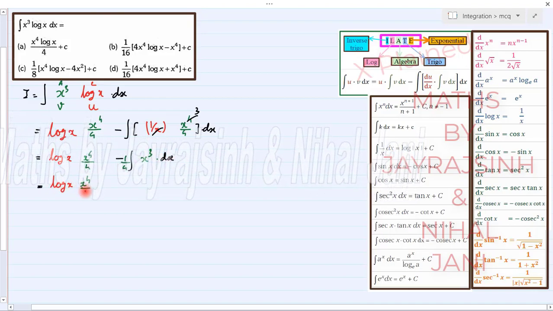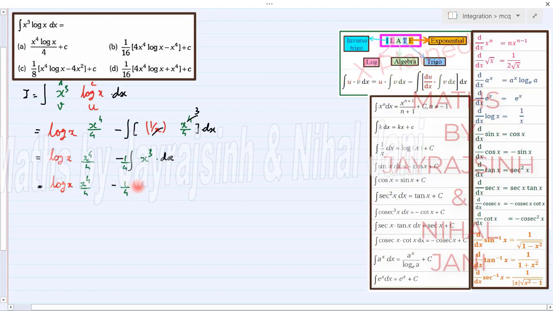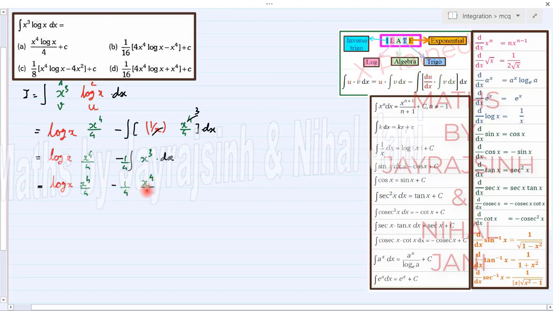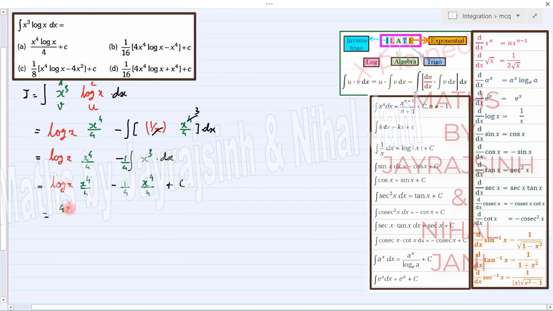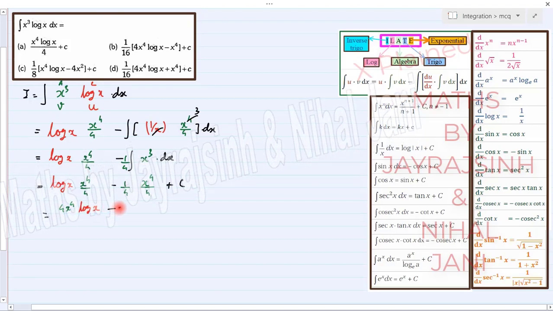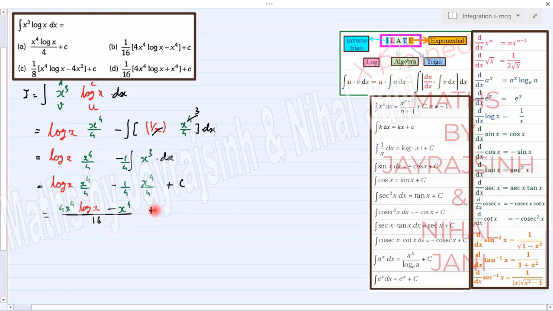So first term as it is and integration of x raised to 3 will be x raised to 4 by 4 plus c. If we take LCM, we will get 4x raised to 4 log x minus x raised to 4 whole divided by 16 plus c, which is given in option B.